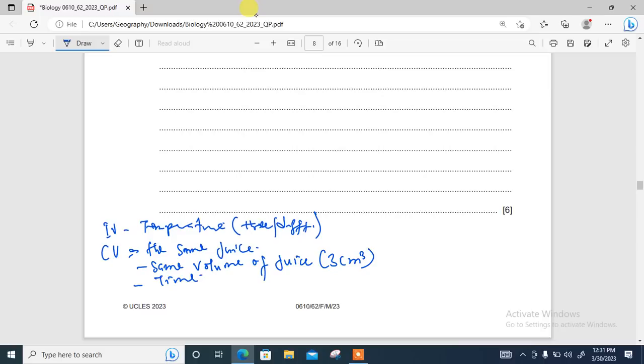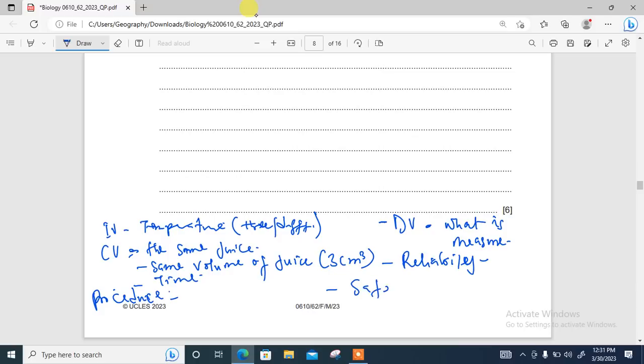So independent, control. So you should look at your procedures, which you are going to describe using these key terms or keywords in it. Then after that, you should look at your dependent variable, which is what is measured. After what is measured, you should look at reliability. Now, your reliability doesn't change. You just write, you repeat the experiment, and you take the average. Then you look at your safety.